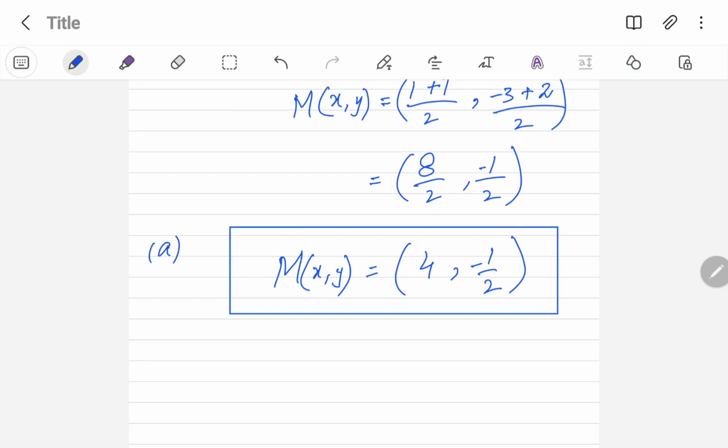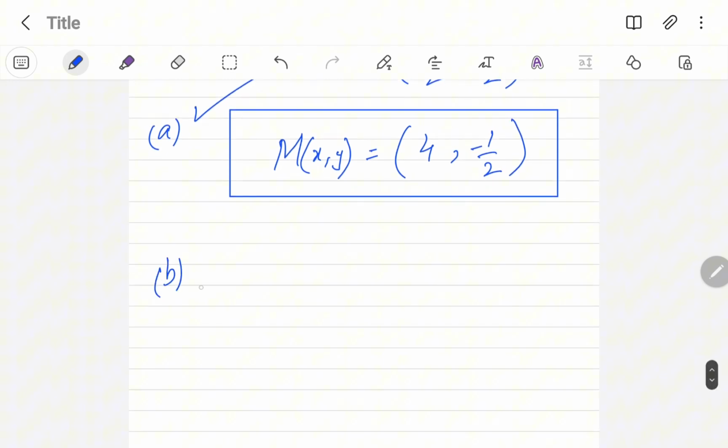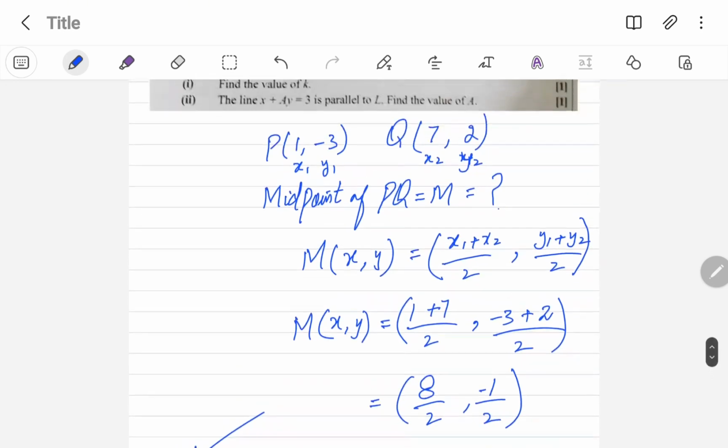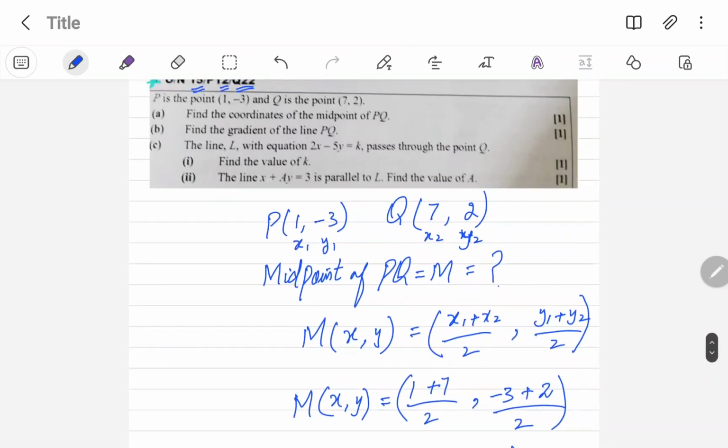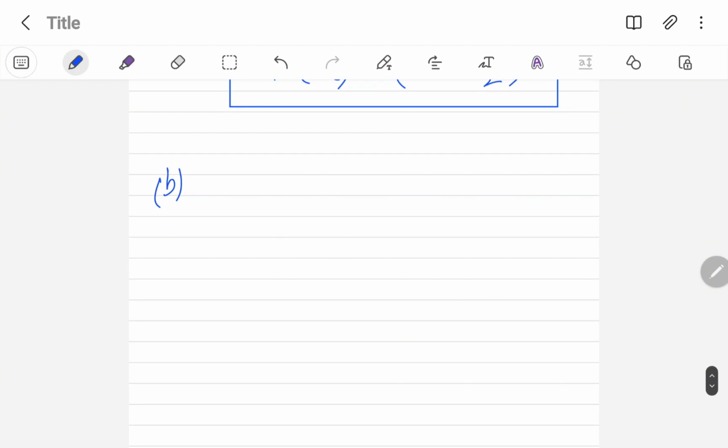It was the answer of A part. Now we are going to solve its B part, that is required: find the gradient of line PQ. We have to find the gradient of line PQ.